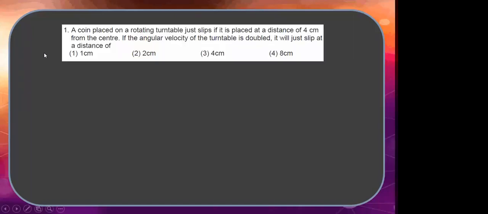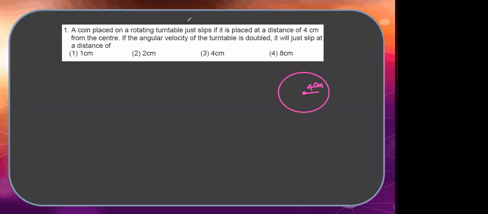all these problems. A coin is placed on a rotating turntable. A coin placed on a rotating turntable just slips if it is placed at a distance of 4 centimeters. So a coin is placed on a turntable, and it just slips when it is at 4 centimeters from the center. Let us suppose it is at 4 centimeters from the center. It will slip. Okay.